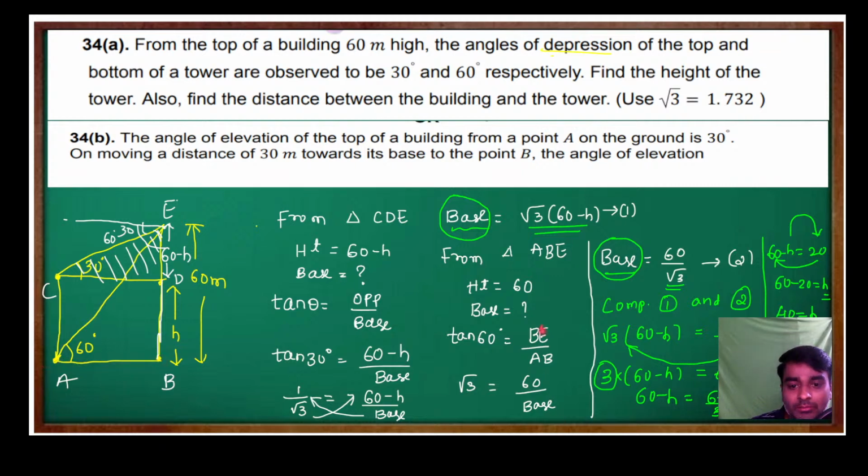Here we have, this is only AB, right? 60 by, this is AB, 60 by root 3. So if you divide 60 by 1.732, what will come? What you will get?